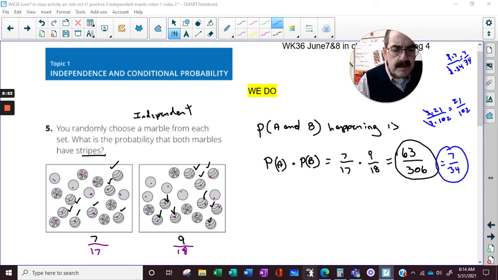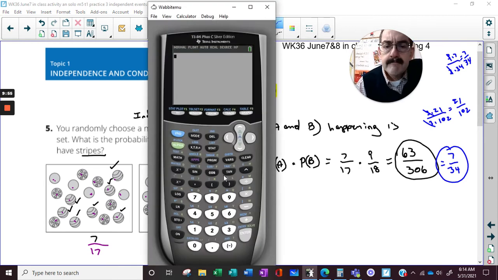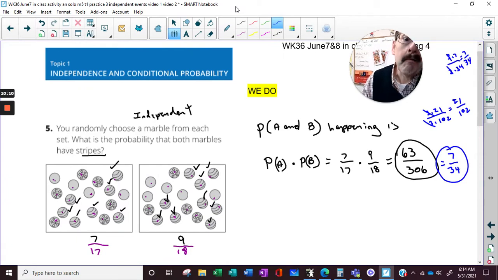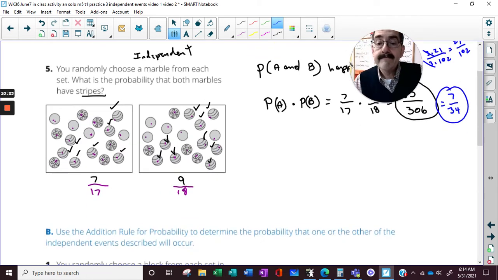Check our work. Let's grab a fancy calculator. Remember, all you got to do is take 63 divided by 306. Hit the math key, convert to a fraction, enter, enter. Ding, ding, ding! Ring the bell on that one. So formal math: the probability of event A and event B happening is the probability of A happening times the probability of B. All right?